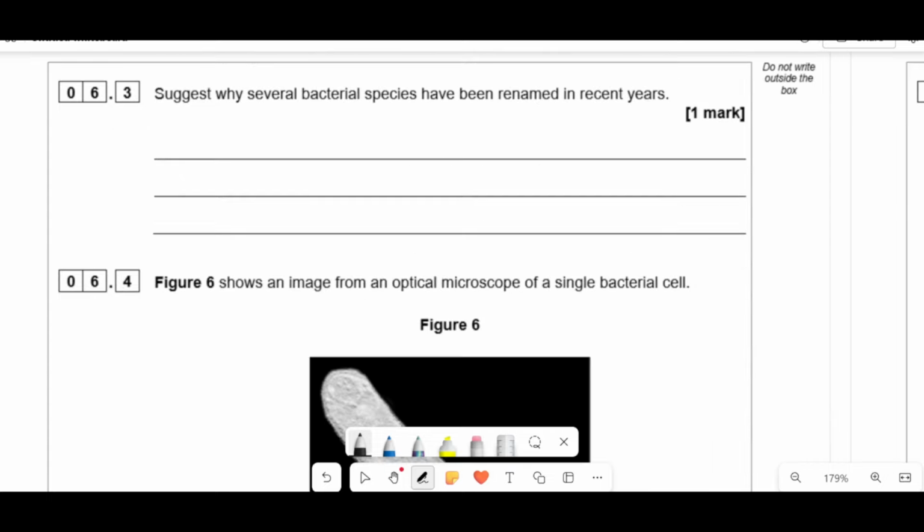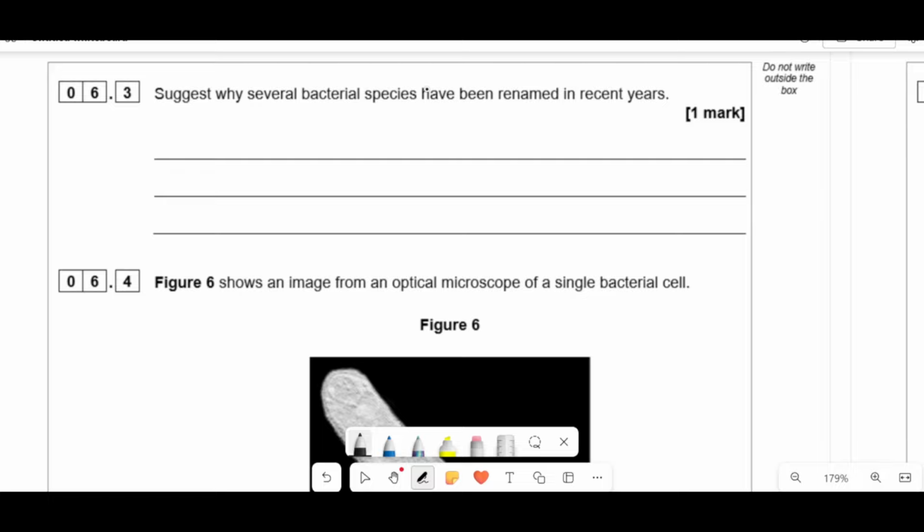So there you go. It says suggest why several bacterial species have been renamed in recent years. Here they're asking you, why have they decided to change the name? So bacterial species, you need to think, how do we name species? What's it all to do with? It's all to do with phylogenies, domain, kingdom, genus, species, right? So something along the way has changed over time in recent years and made them think, oh my God, we need to change this up.